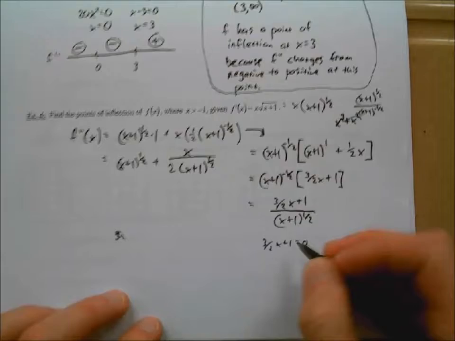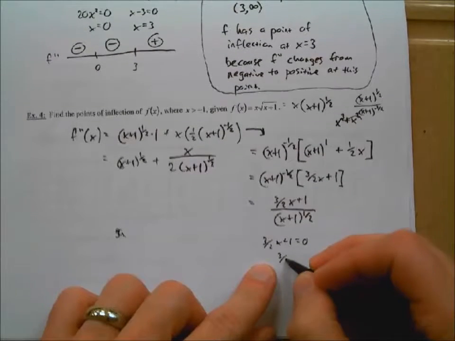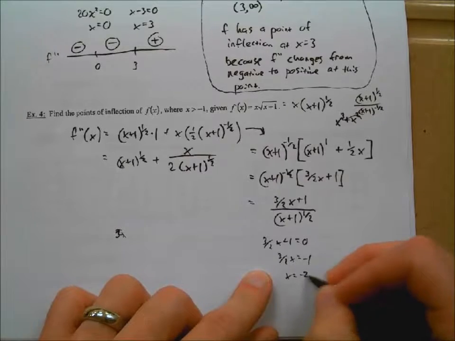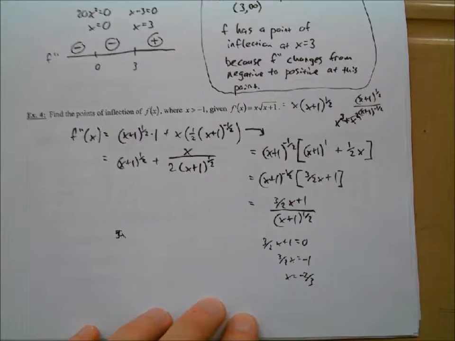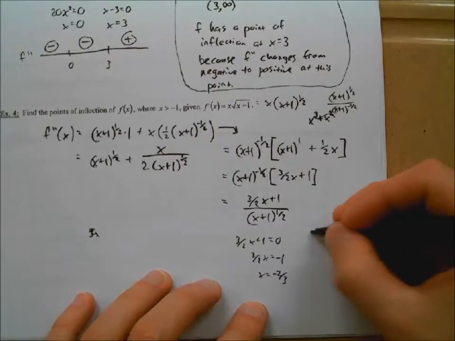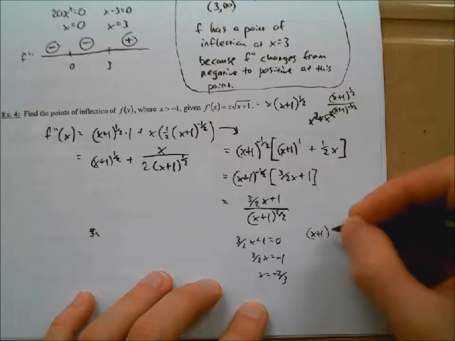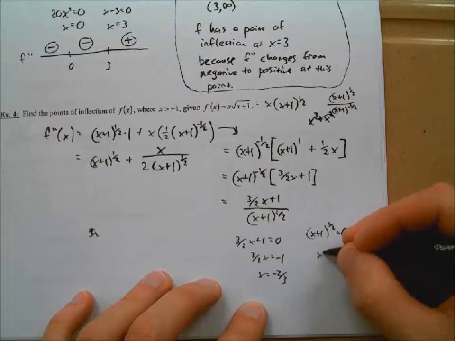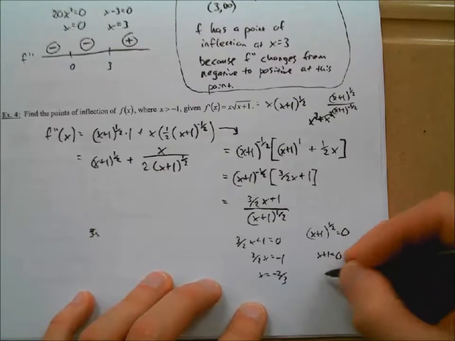So I'll subtract 1 from both sides. 3/2 x equals negative 1. And then multiply both sides by 2/3. So x equals negative 2/3. And then I'll set the denominator equal to 0. x plus 1, to the 1/2, equals 0. We'll square both sides. x plus 1 equals 0 still. And then we get x equals negative 1.